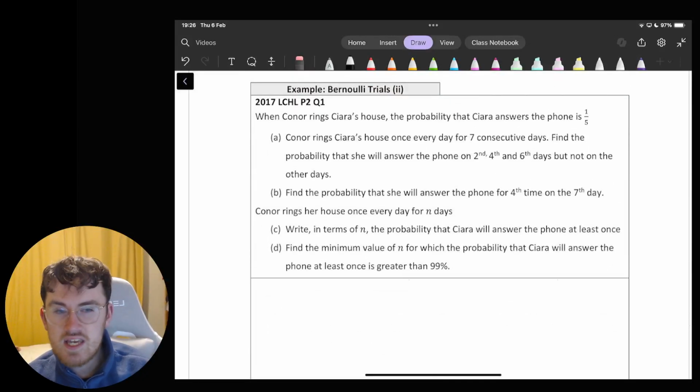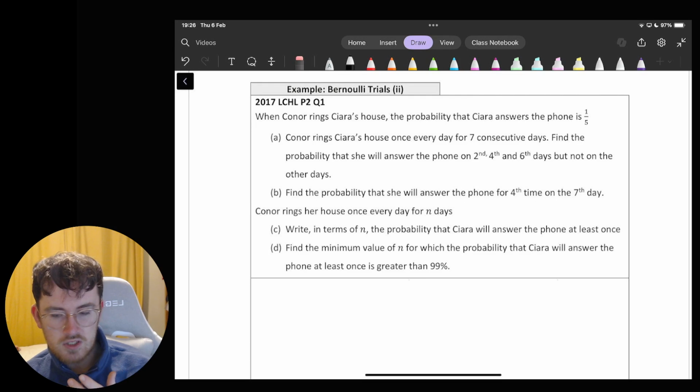For this example, I'm just taking an exam question, so feel free maybe to even give this one a go for yourself before we kind of work through it here. But 2017, question 1, Connor rings Kira's house. The probability that Kira answers the phone is 1/5. Connor rings Kira's house once every day for 7 days. Find the probability she will answer the phone on the 2nd, 4th, and 6th days, but not on the other days. So that's a very specific outcome.